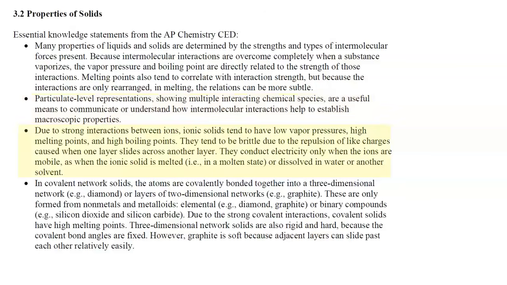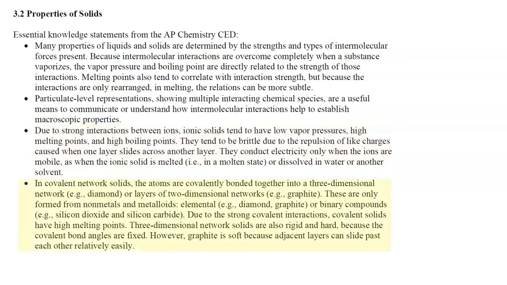Due to strong interactions between ions, ionic solids tend to have low vapor pressures, high melting points, and high boiling points. They tend to be brittle due to the repulsion of like charges caused when one layer slides across another layer. They conduct electricity only when the ions are mobile, as when the ionic solid is melted, that is, in a molten state, or dissolved in water or another solvent.